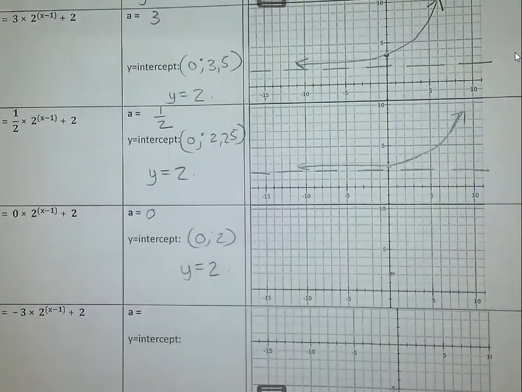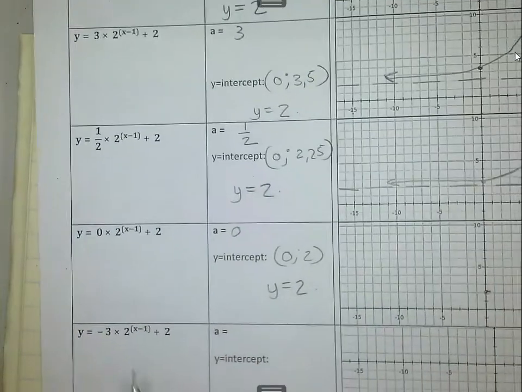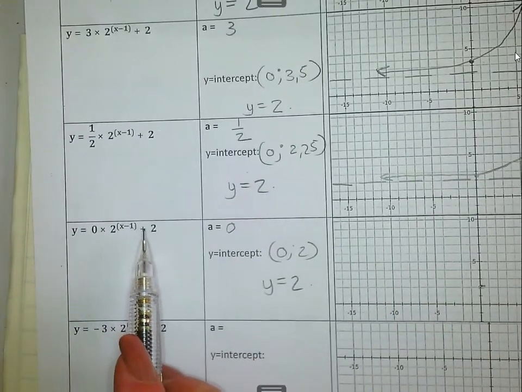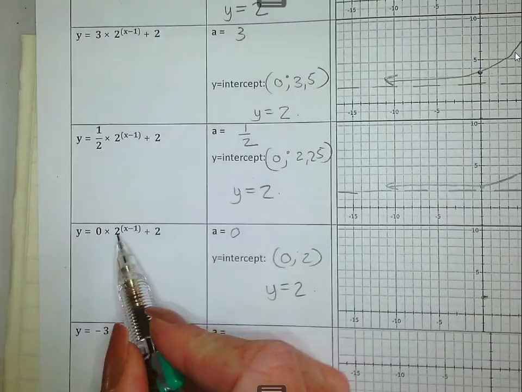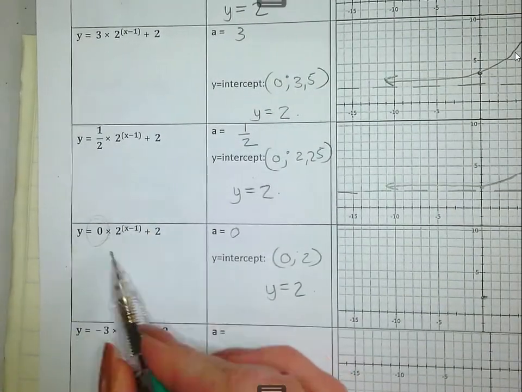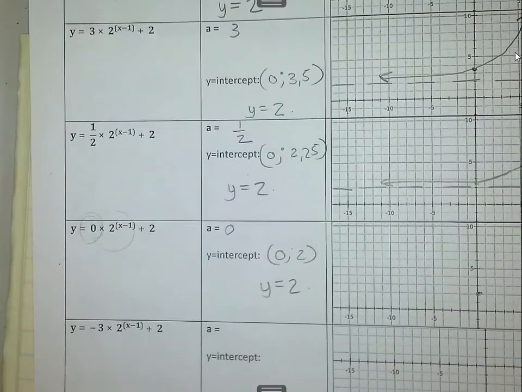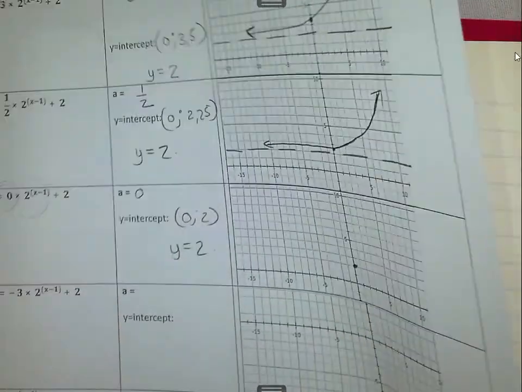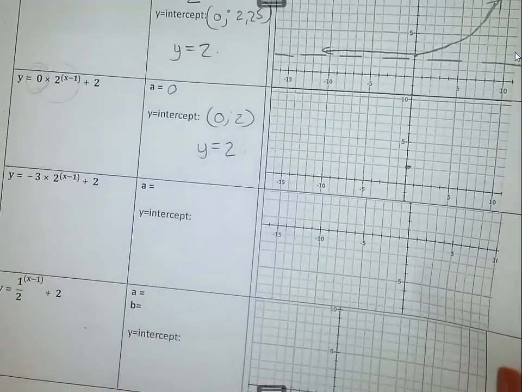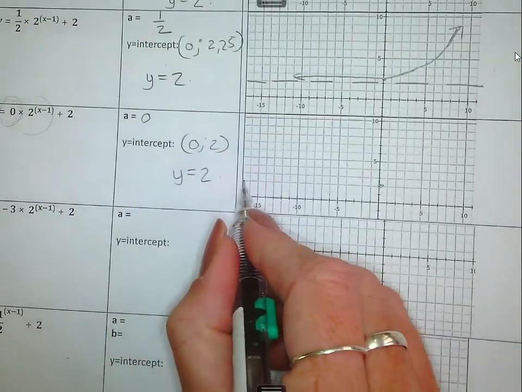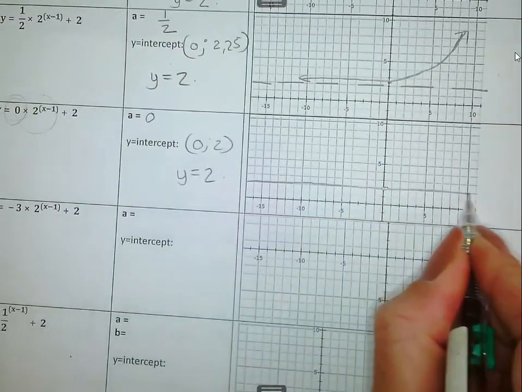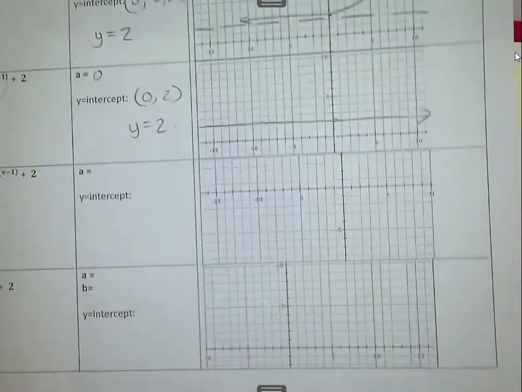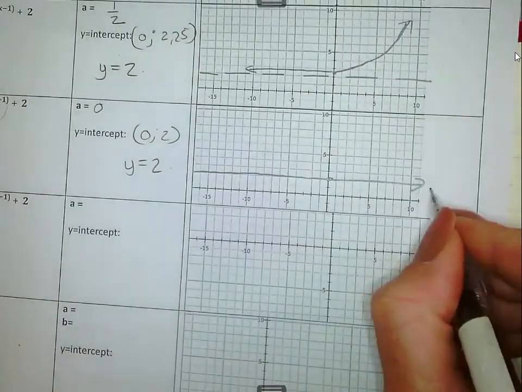Why is that happening? Anything times 0 is 0. So because A is 0, it cancels that whole thing out. So can you see A can't be 0 either? B can't be 1, A can't be 0. So this graph would just be a straight line on y equal to 2.